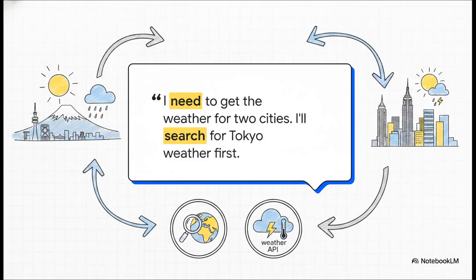And here's what that internal monologue actually looks like in practice. If you ask an agent to compare the weather in Tokyo and New York, it'll literally output, I need to get the weather for 2 cities. I'll search for Tokyo weather first. So it reasons, then it acts by using a weather API for Tokyo. Then it reasons again. Now I need New York's weather. And it acts again. This back and forth alternating pattern between internal reasoning and external action, that's what makes the React framework so incredibly reliable.